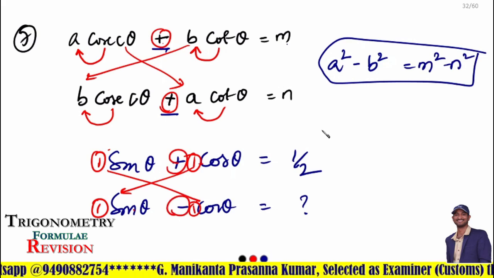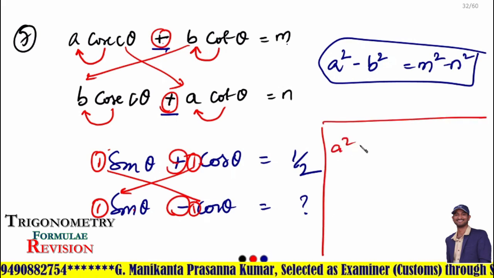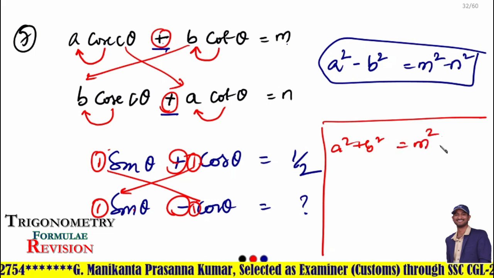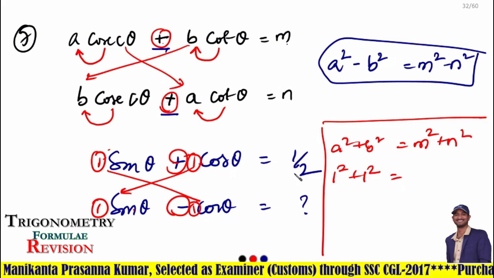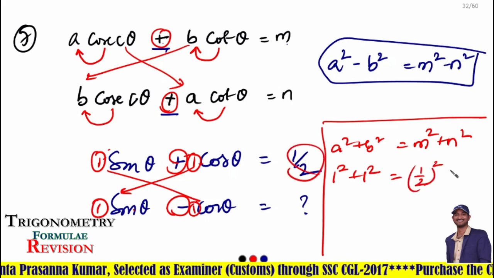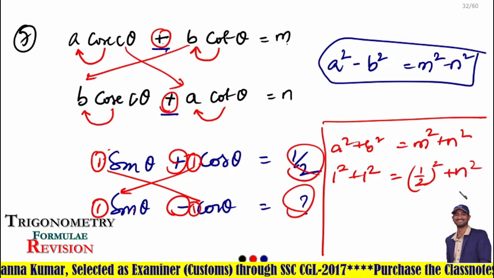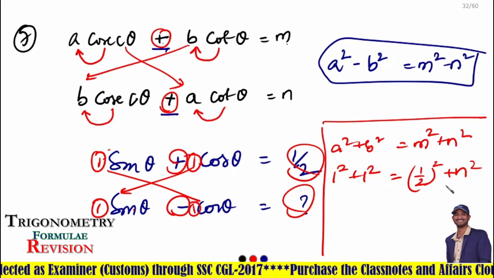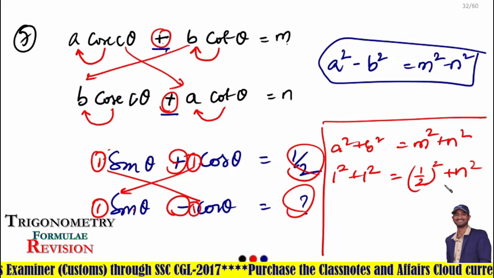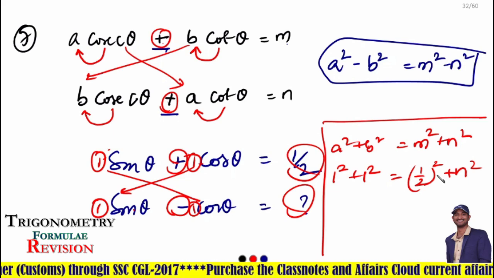So what is the equation you have to remember? a square plus b square equal to m square plus n square. Yes or no? What are a and b? 1 and 1. So 1 square plus 1 square equal to 1 by 2 whole square, plus n square, and you have to find out n. So directly, easily you can find out the value of n. That's it. So that's why these formulas are very, very important in exam.